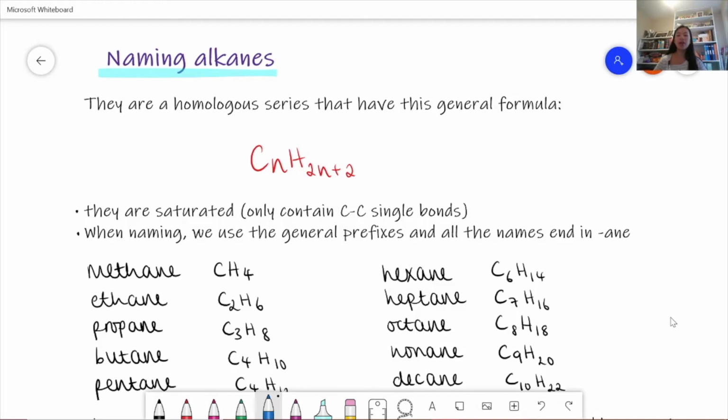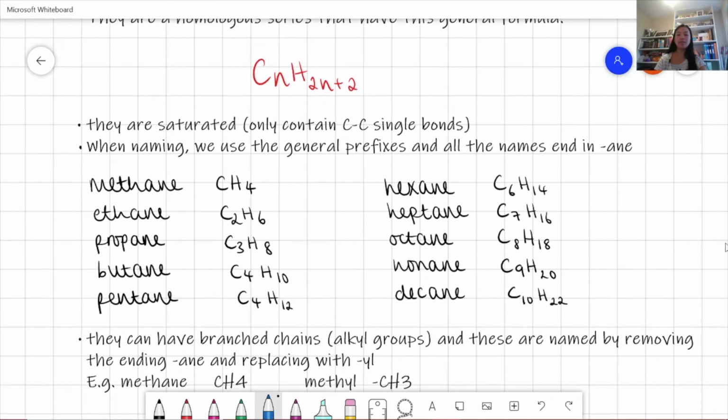Alkanes are a homologous series, which just means that it's a collection of molecules which have the same general formula. Alkanes have this general formula, CnH2n+2. They're also regarded as saturated, and that means that they only contain carbon-carbon single bonds. When naming, we use the general prefixes and all the names end in -ane.